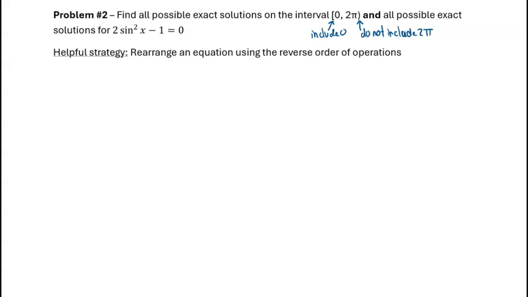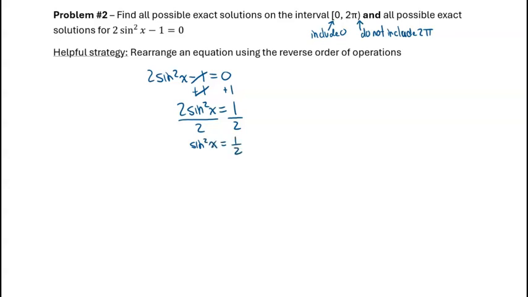So the helpful strategy here is to rearrange an equation using the reverse order of operations. The first thing I want to do is get the 1 on the other side, so I'm going to add 1 to both sides. That's going to cancel out on the left side, and I'm going to get 2 sine squared x is equal to 1. Now I'm going to divide by 2, and I get sine squared x equals 1/2.